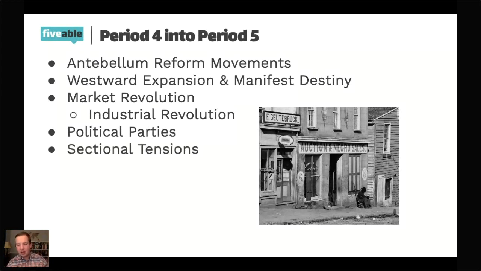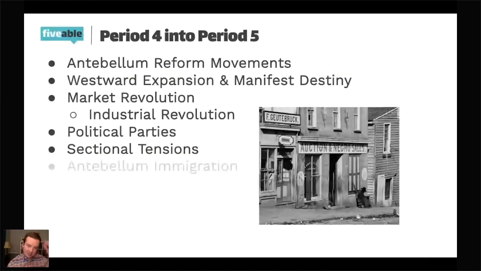Sectional tensions are a big deal, right? So the South and the North are beginning to disagree on a lot of issues. They all tie back to slavery, of course, but a lot of these issues are over tariffs, over taxes, over should we have slavery or not, and especially when it comes to expanding westward, how much should we invest in internal improvements, how much representation should we have in Congress, all that kind of stuff. All of that is getting worse and worse during this time period, and that leads us eventually to the secession movement of the 1860s.